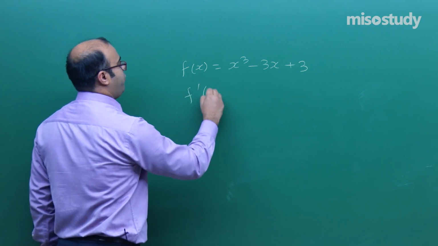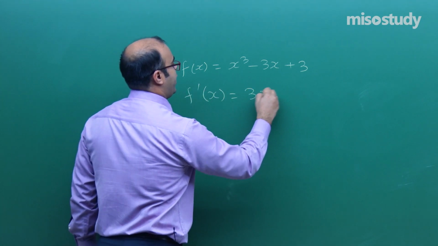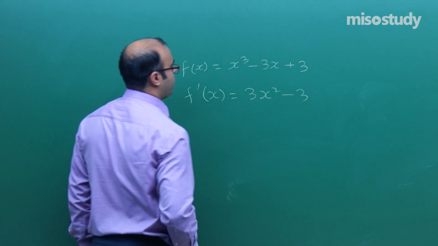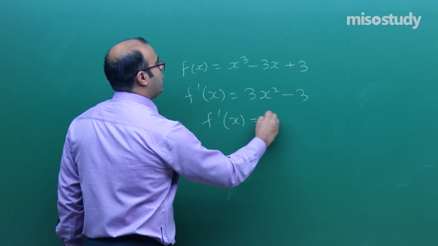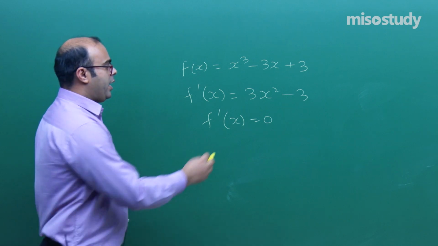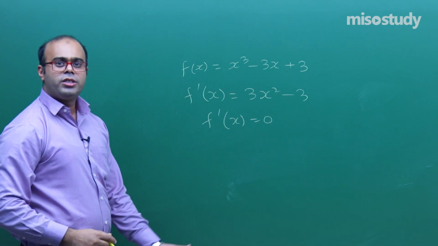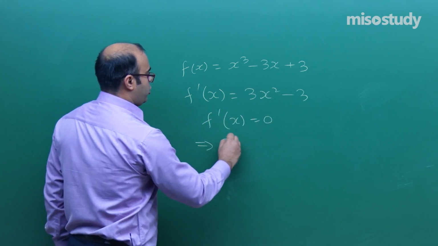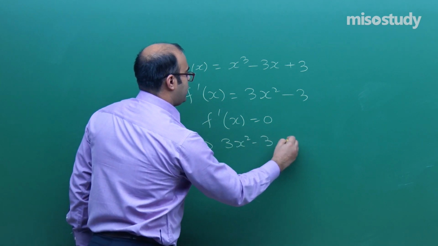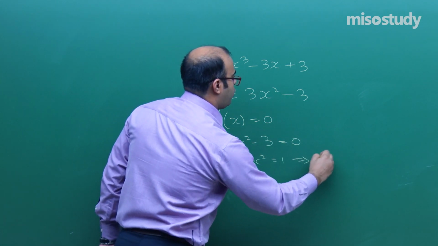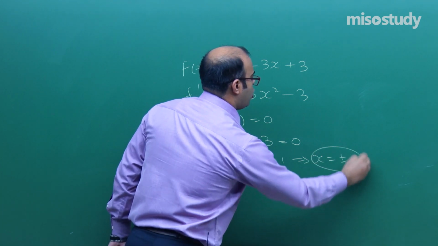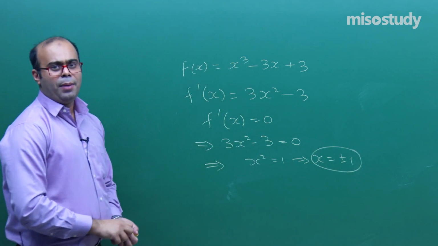So we will differentiate, f dash x. This will become 3x square minus 3. What we will do? We will equate it to 0 so that its critical points can be found out. It cannot be undefined obviously because it is a polynomial. So 3x square minus 3 is equal to 0. x square is equal to 1. x is equal to plus minus 1. So we get 2 points, plus 1 and minus 1.